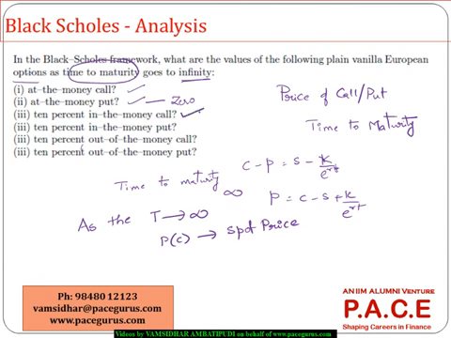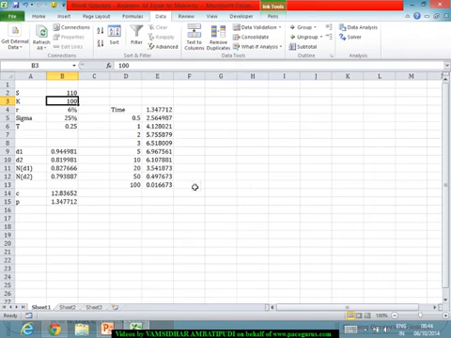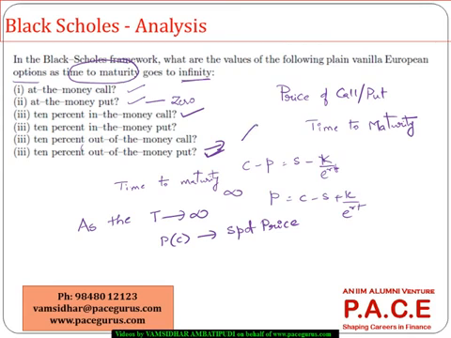I'm more interested in the 10% in the money call, but this is the 10% out of money put. In case of 10% out of money put also, we are seeing a pattern that up to some time the value of the put is increasing, and after that it is typically falling down to 0.